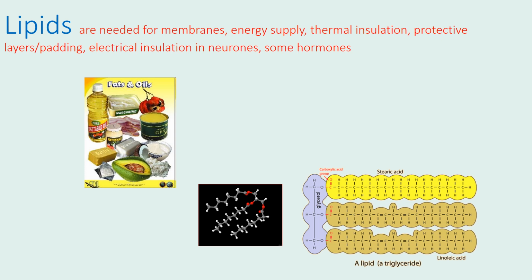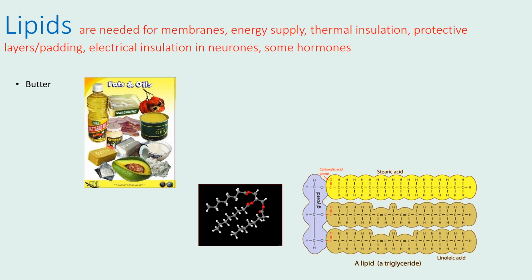Lipids, or fats, are also really, really important and used for a variety of different things. So we need them in our membranes, so our cell membranes will all contain lipids. We do use them for energy as well. We also have them as thermal insulation, so to keep warm. Protective layers. Also, we use it in our neurons or our nerve cells. That myelinated sheath, you might remember, going around the neuron, that keeps the electrical signal in. And also lipids are in some of the hormones.